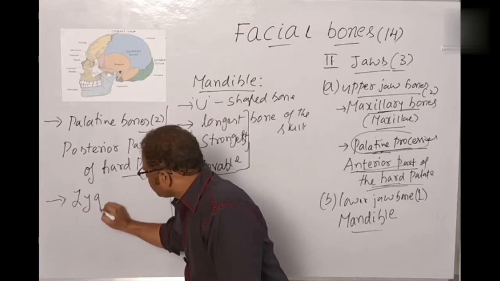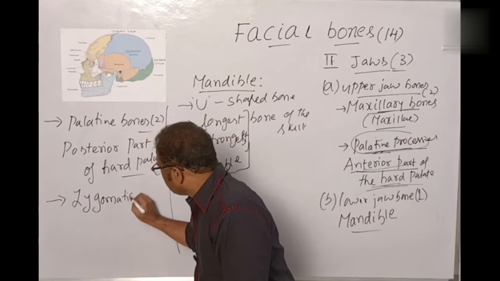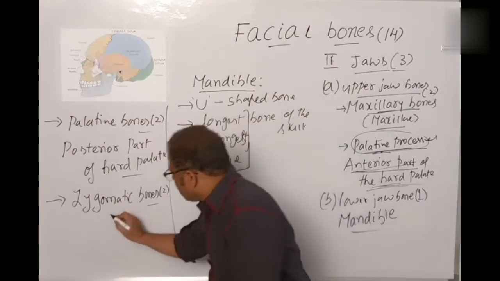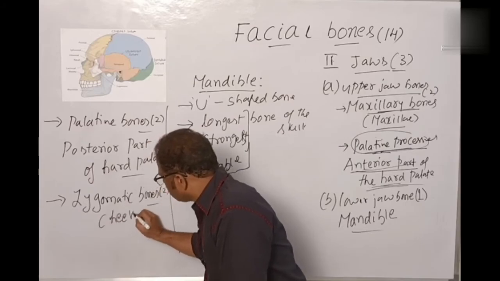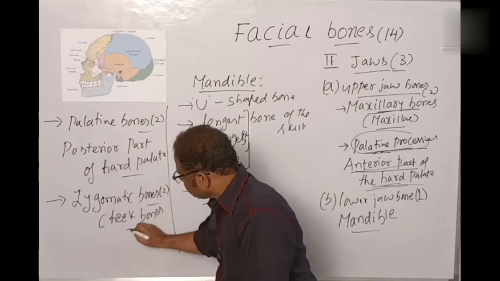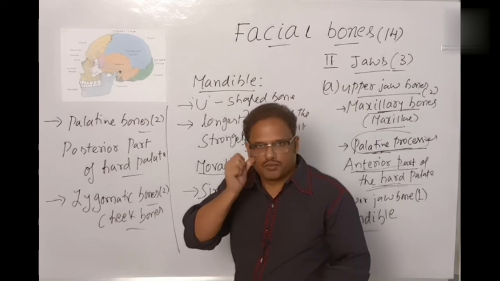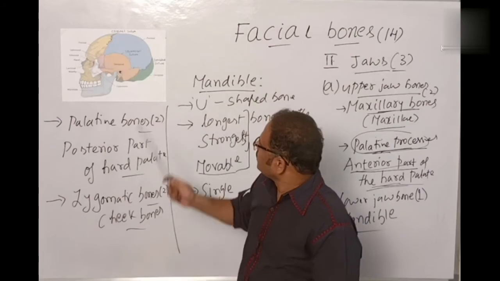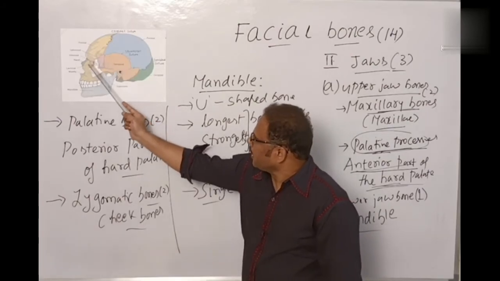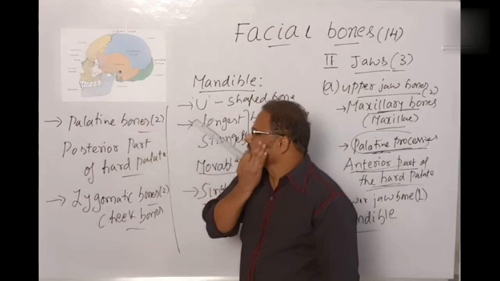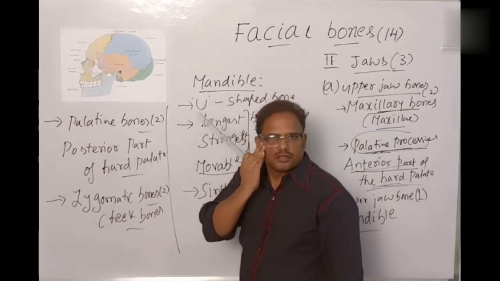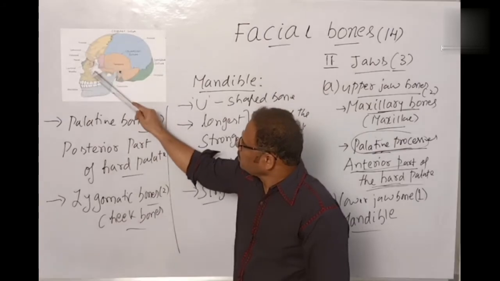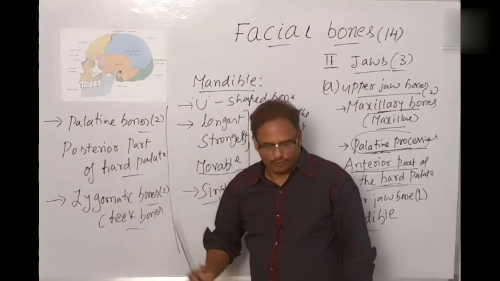Zygomatic bones. These are also 2 in number. They are nothing but cheek bones. The cheeks are here, this one, and here, this one. Can you feel these cheek bones, all of you? See here, this is a zygomatic bone. Right cheek, left cheek. Here, this is the cheekbone, zygomatic bone. 2 are there here. Okay, students.